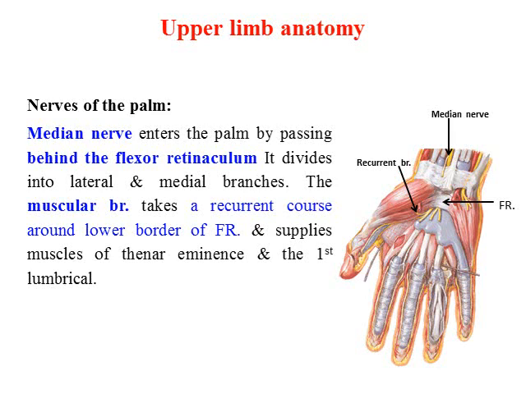Nerves of the palm of the hand. Median nerve. As the median nerve crosses behind the flexor retinaculum to enter the palm of the hand, it divides into medial and lateral branches. The muscular branch of the median nerve takes a recurrent course at the lower border of the flexor retinaculum to reach and supply the thenar muscles of the thumb. In addition, it gives a muscular branch to the first lumbrical muscle.